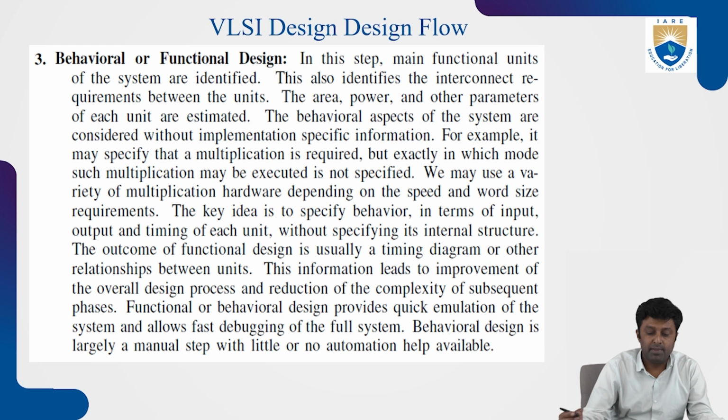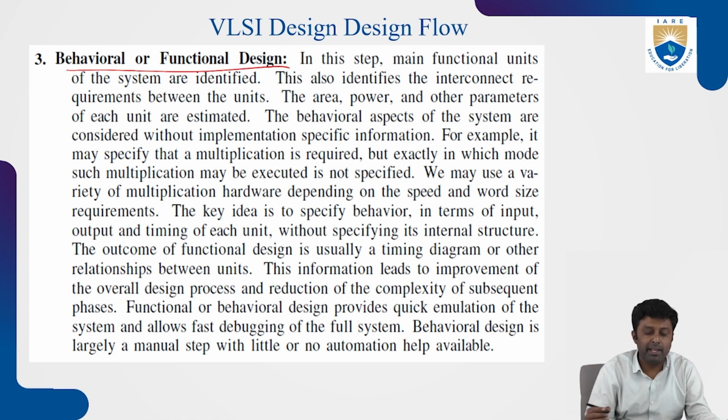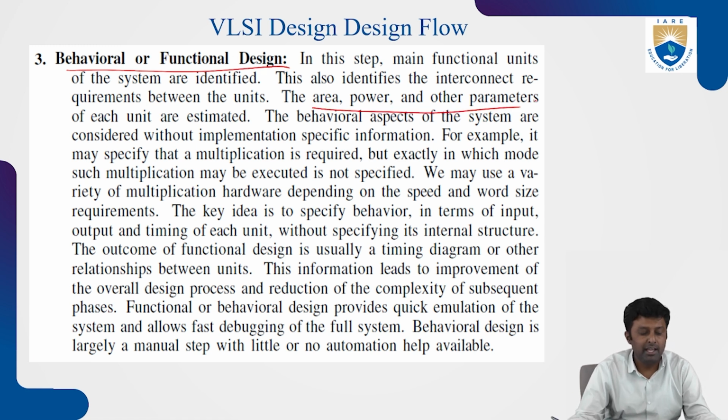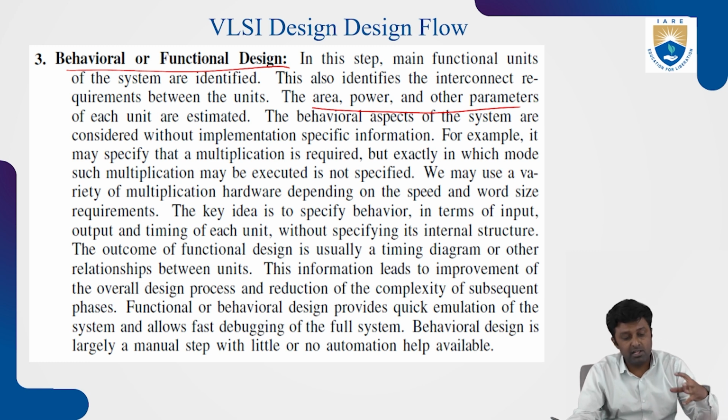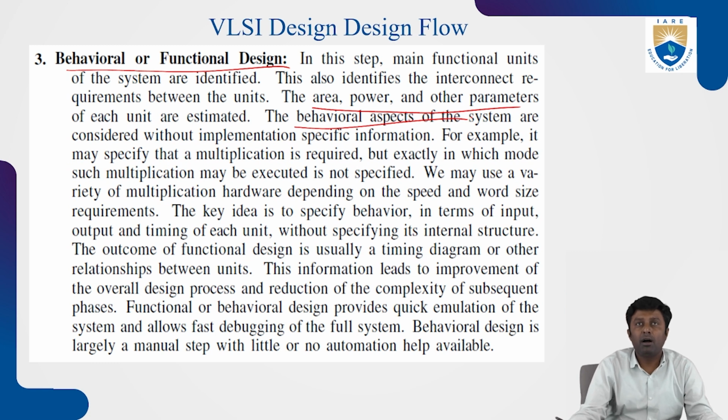In this step, the main functional units of the system are identified. Then the interconnect requirements between the units will be taken. Here in the functional design, we will be taking care of three very important parameters: area, power, and performance. And also in the functional design, we will be taking care of the behavioral aspects of the system.